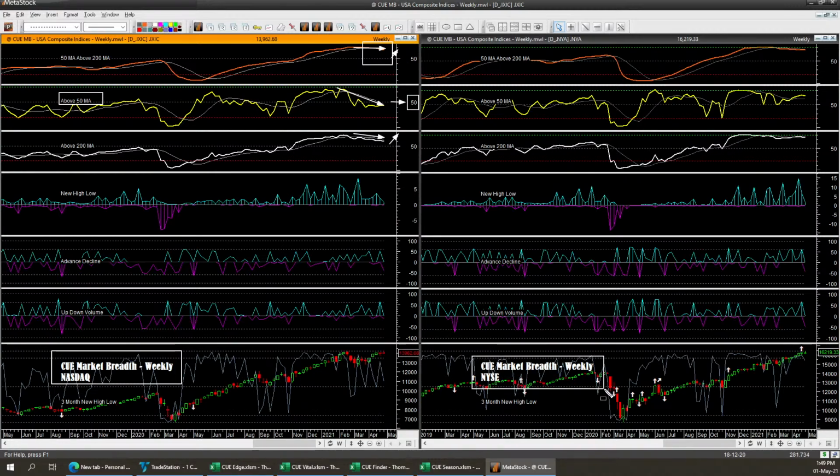Whereas for NYSE, it is even stronger. All the three studies are much above the 50% level. In fact, they are close to the 80% level.